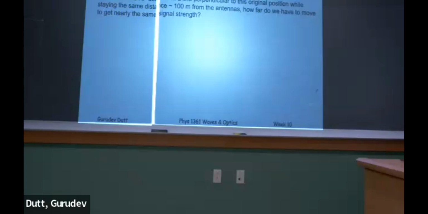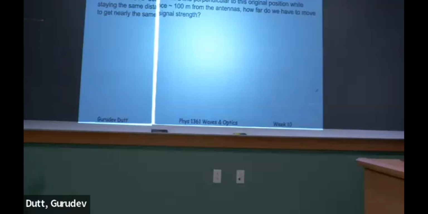Will I get a high or low signal here first? How do I find that out? Anyone? Yes, high signal, why is that? Exactly, very good. So there's no path length difference. Everybody understand that? This is still exactly equidistant, even though I moved it 100 meters out. The distance from S1 to that point, let's call that point P1, is still going to be the same as from S2 to P1.